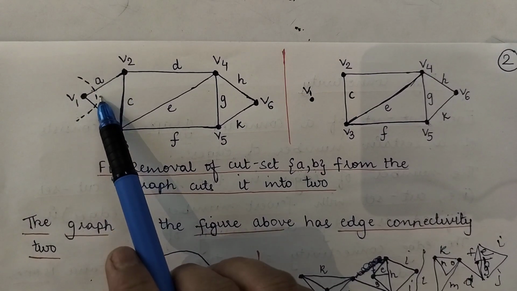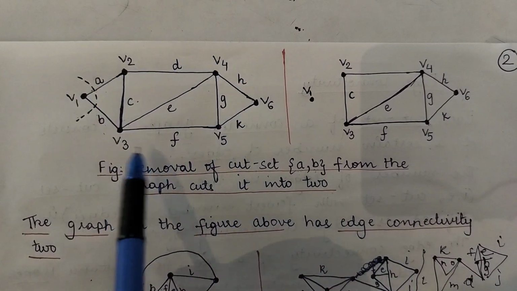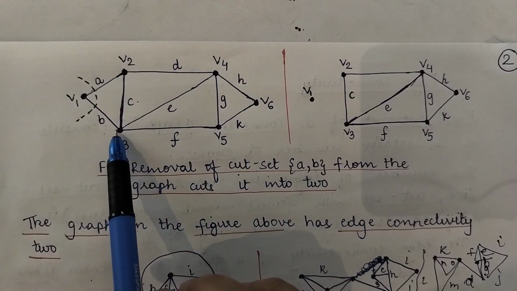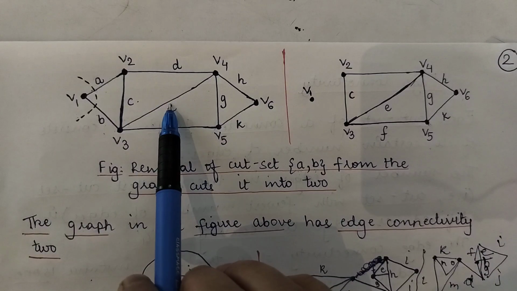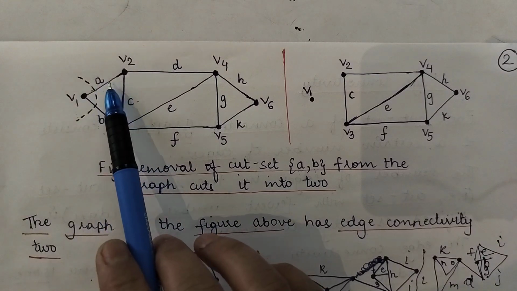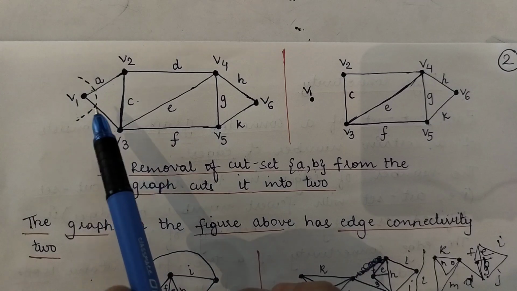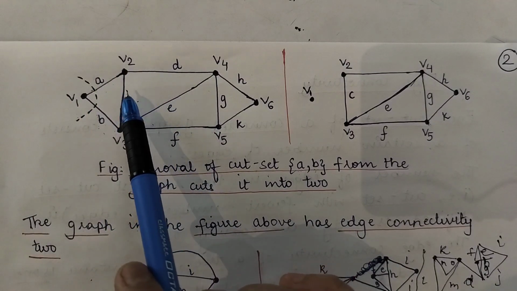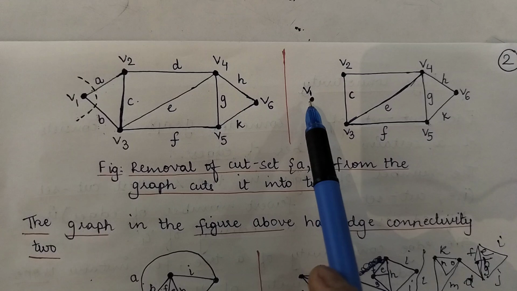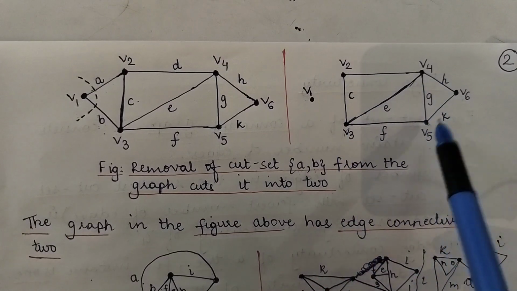As I said, the edge connectivity of a connected graph is defined by the smallest cut set, that is, the one having the minimum number of edges out of all the available cut sets with respect to that particular connected graph. So the smallest cut set is this one having edges A and B. If I remove edge A and edge B from this connected graph, it cuts the graph into two separate components: in one component you have just one vertex V1 left, and in the other you have the vertices V2, V3, V4, V5 and V6.